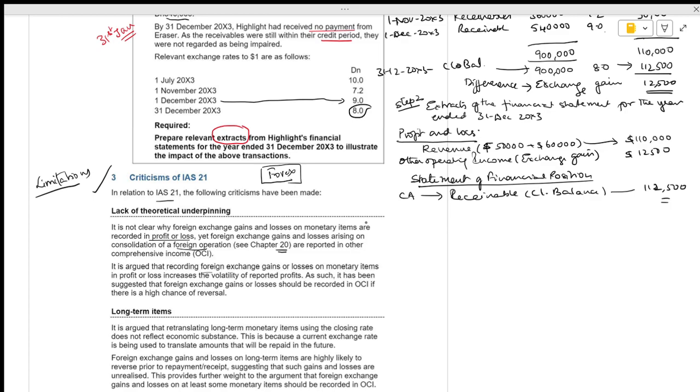It is argued that foreign exchange gains or losses on monetary items in the profit and loss account increase volatility. Because forex varies, the variability in movement is very high. And because of that, you will have some advantages and some disadvantages. See the things in a very simple way.